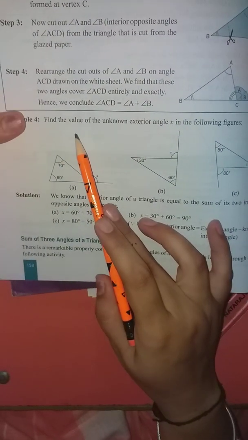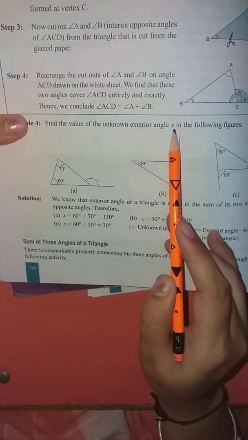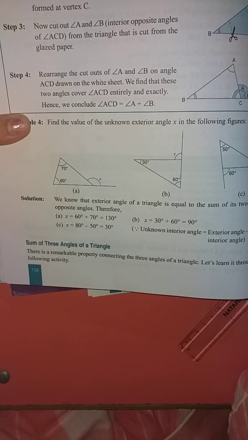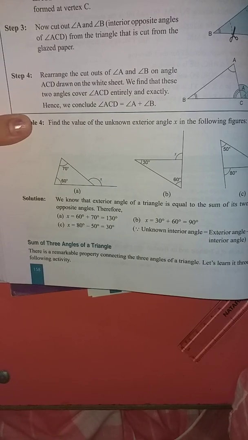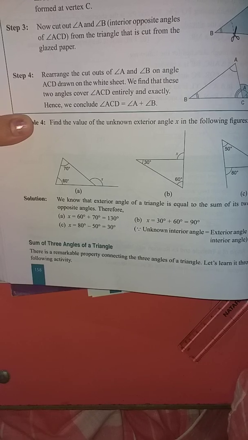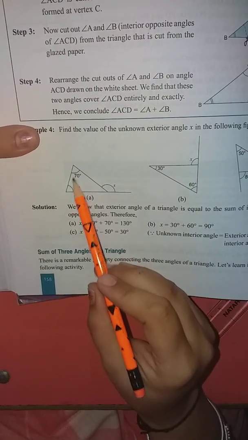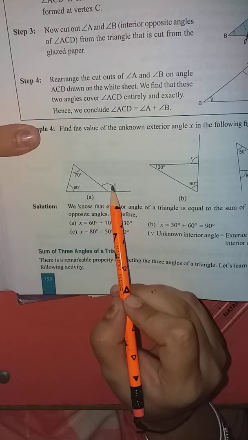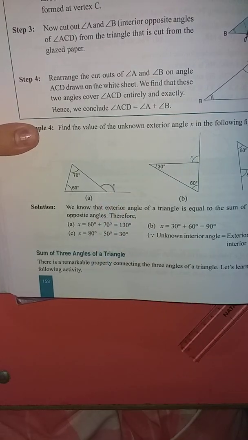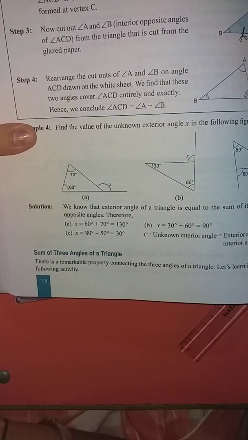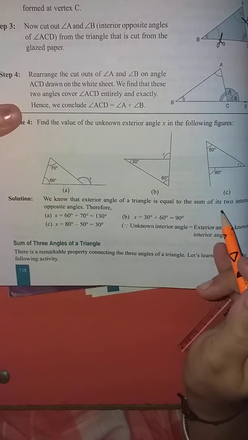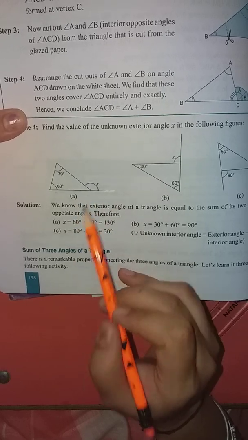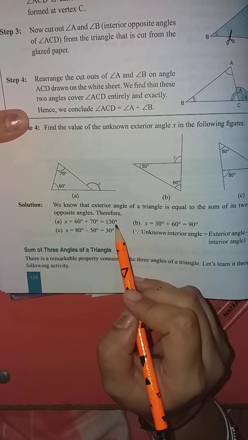Next example, find the value of the unknown exterior angle x. What are exterior angles? They lie outside the triangle. And what are interior angles? They lie inside the triangle. That means 60 and 70 degree are interior angles and angle x is an exterior angle because it is on the outside of the triangle. We know that the exterior angle of a triangle is equal to the sum of its two interior opposite angles. Therefore, x is equal to 60 plus 70, which becomes 130 degree.